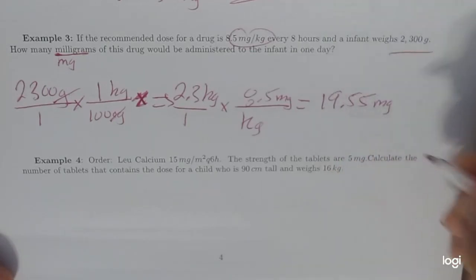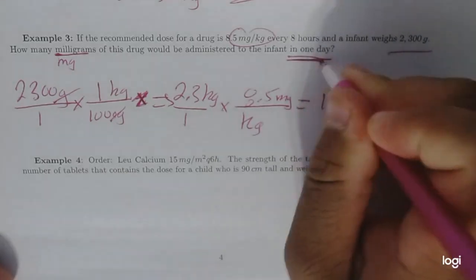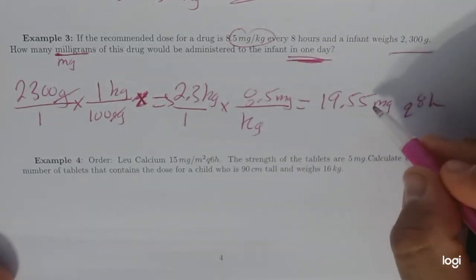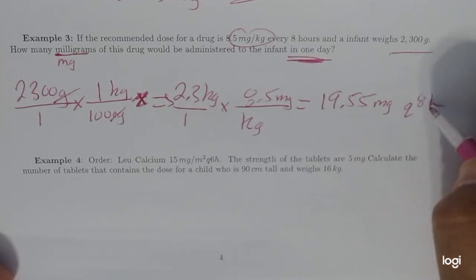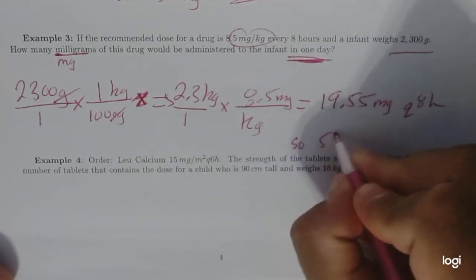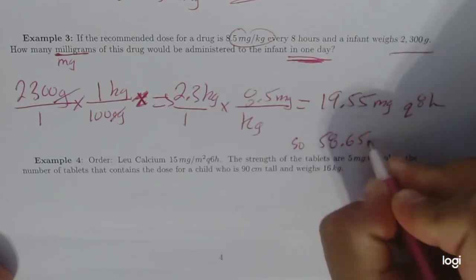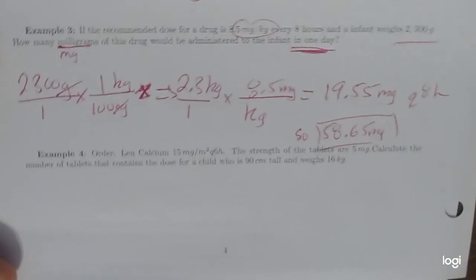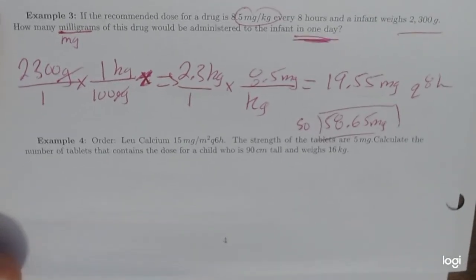milligrams. Now, here's the problem. It says in 1 day, correct? But this is per 8 hours. So this is just 1 dose for 8 hours. That means we have to multiply this by 3, because 8 goes into 24 3 times. So our final answer, multiplying this by 3, is about 58.68 milligrams, because we want it in 1 day.